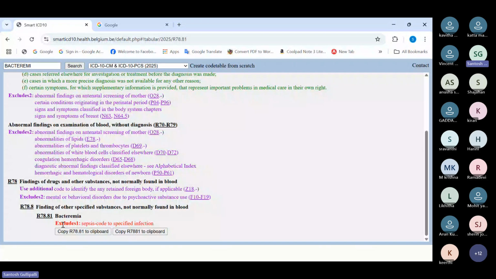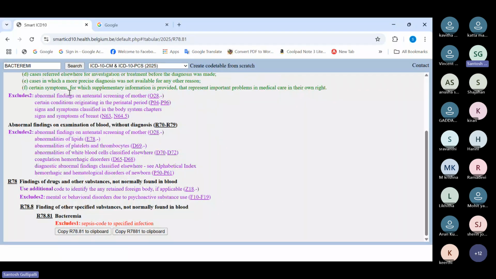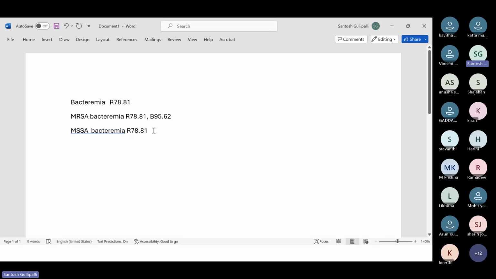The MRSA full form is methicillin resistant Staphylococcus aureus. This is one of the gram negative organisms, so that is gram negative bacteria. MSSA full form is methicillin susceptible Staphylococcus aureus. For example, please type here MSSA. Which code is appropriate: A49.01 or B95.61 or A41.01? B95.61. Okay, you can give B95.61.